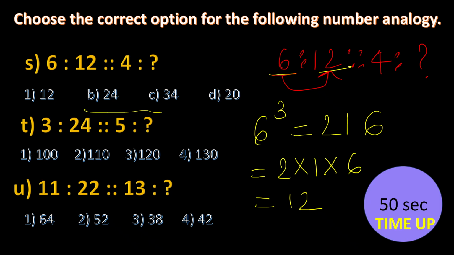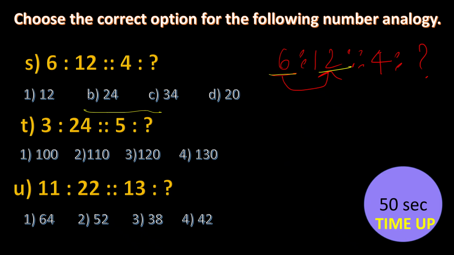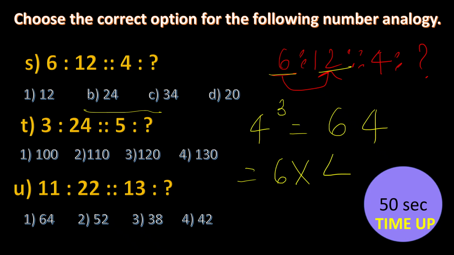So same thing I will apply for this one. So 4 cube is what? 4 cube is 64. So 2 into 1 into 6 becomes 6 into 4, which will give you 24. So B is the correct option.